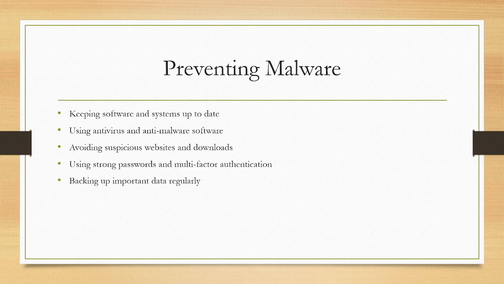Preventing malware. Malware can be prevented by following these steps. Keeping software and systems up to date. Using antivirus and anti-malware software. Avoiding suspicious websites and downloads. Using strong passwords and multi-factor authentication. Backing up important data regularly.